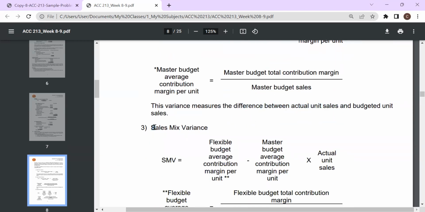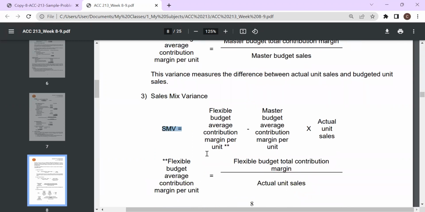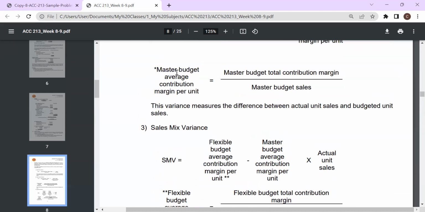Then lastly will be the sales mix variance. So this is how you're going to compute your sales mix variance. It is just the difference between the flexible budget average contribution margin per unit and the master budget average contribution margin per unit. So this is how you're going to compute for this amount: your flexible budget total contribution margin divided by your actual unit sales, minus your master budget average contribution margin per unit. So yung computation nito is ito lang. So this is the formula of computing it.